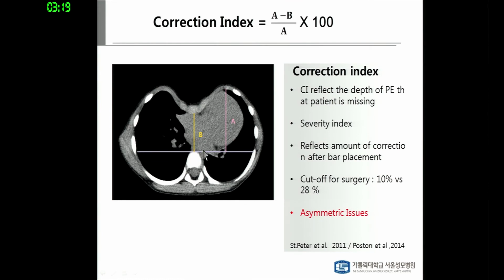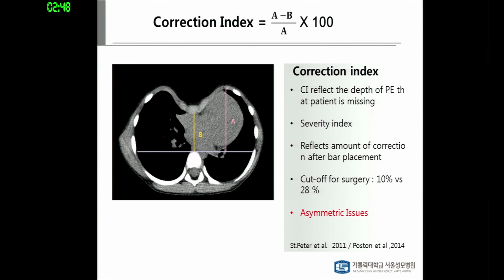Then the maximum distance between the anterior spine and the anterior portion of the chest. The difference between these values means the amount of defect, which in turn is divided by the widest point and finally multiplied by 100. The resulting value is the percentage of pectus depth the patient is missing. It represents the percentage of chest depth to be corrected by surgery.